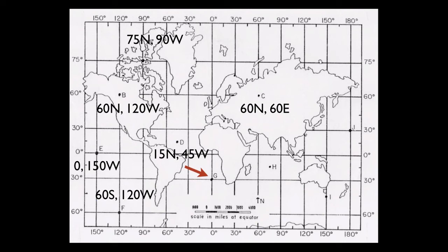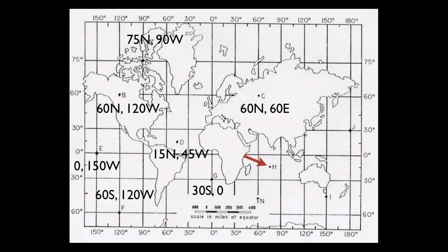Sliding over to G, again, I'll give you about 5 seconds to think about it. Point G is on the 30-degree south line, and it's on the 0 degrees of longitude line, the prime meridian. So it's 30 degrees south, 0 degrees. And if I'm going too fast, remember, you can always pause this video and think about it, and then start it again to hear the answer.